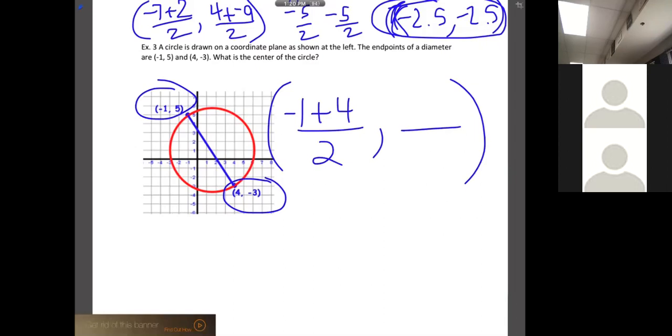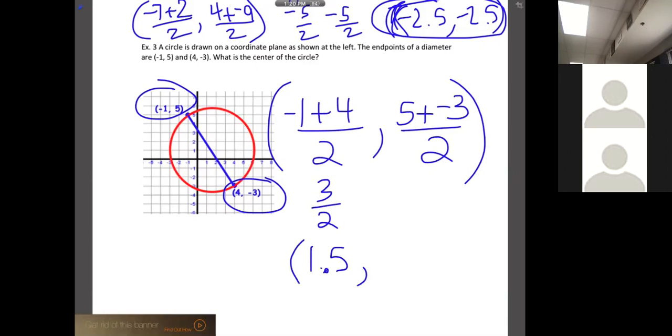So -1 plus 4, because I'm using the x's. And then 5 plus -3, because I'm using the y's. Divide them both by 2. So -1 plus 4 divided by 2. And 5 plus -3, 2. Oops, that's 1, opposite. And does 1.5, 1 look like it could be the center of a circle?